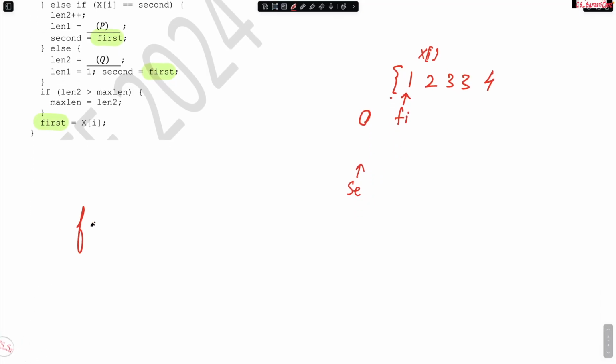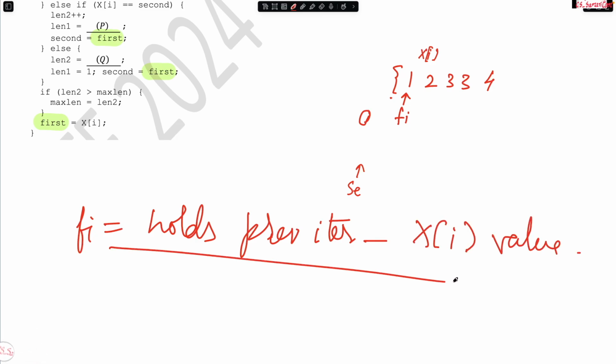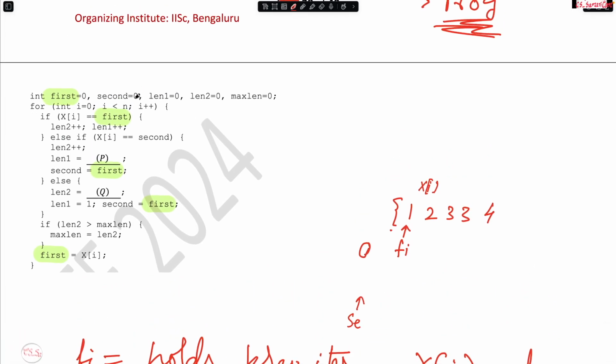So I know the intent: first holds the previous iteration's xi value. That is the intent of first. We understood the intent of first. Now let's understand the intent of second.